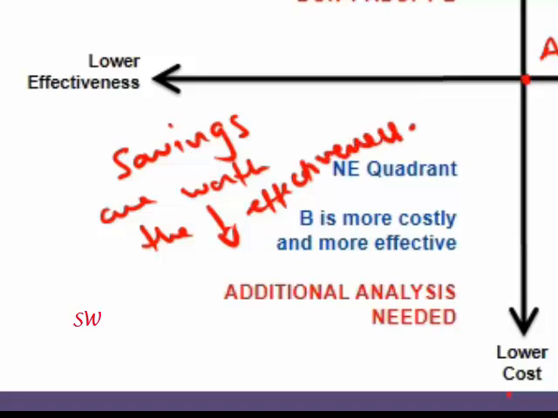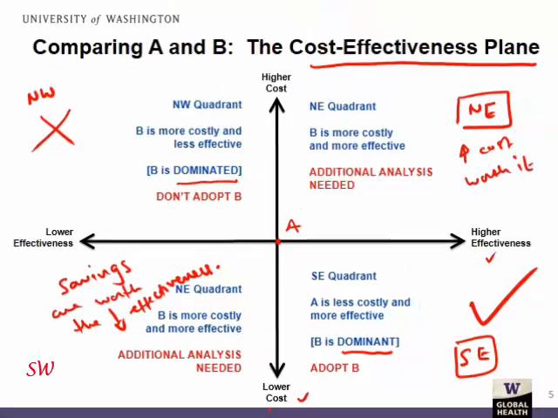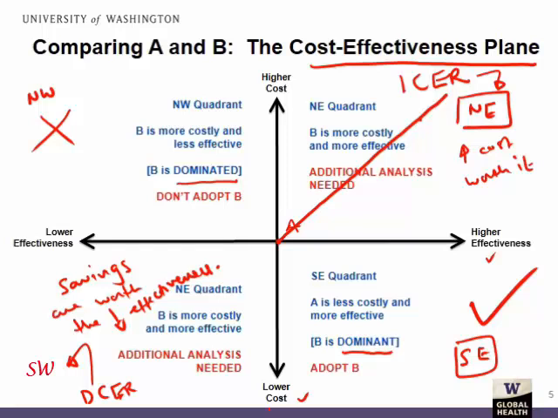Now, to do that, we measure what we call the incremental cost effectiveness ratio in the northeast quadrant, and here we measure the decremental cost effectiveness ratio, and that's simply the gradient of a line going from the base case into the quadrant. The ICER is just the change in cost divided by the change in effectiveness. And we will build on the idea of the ICER in the next slide.